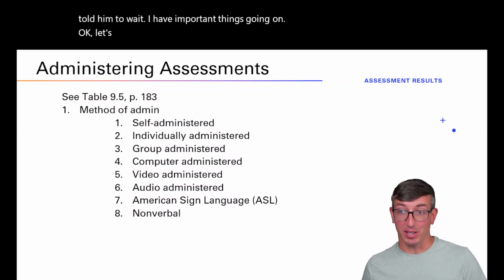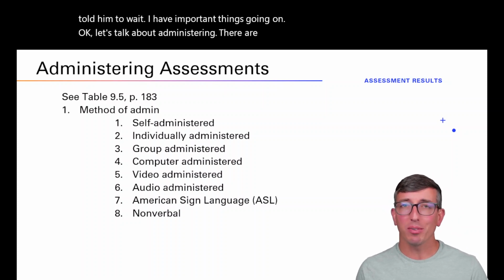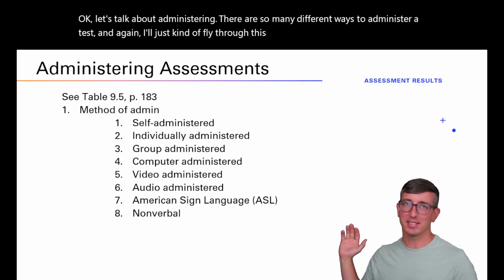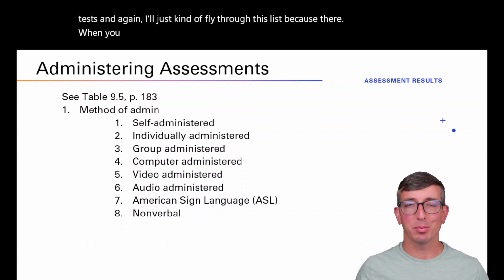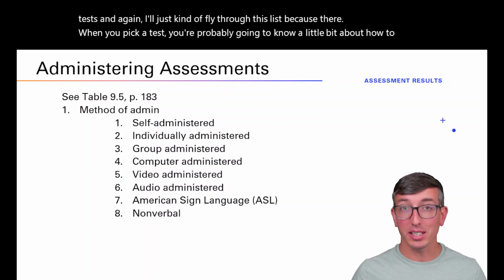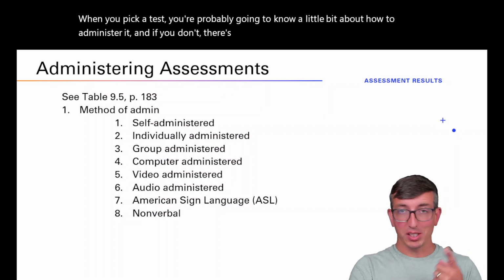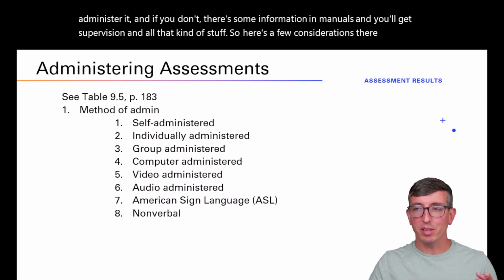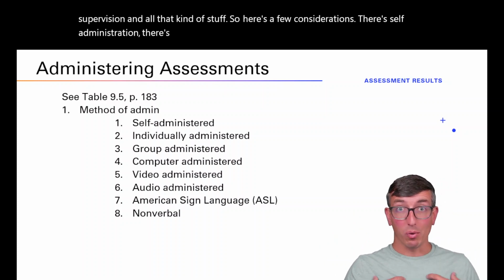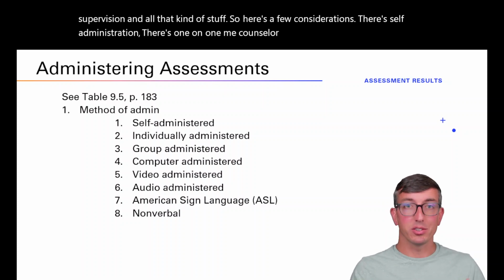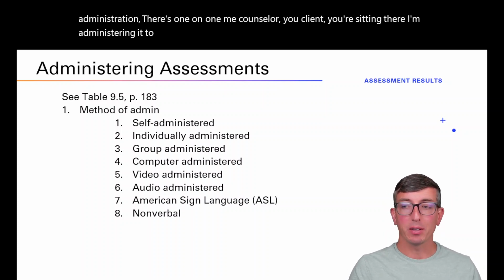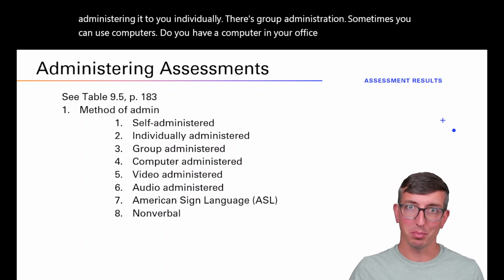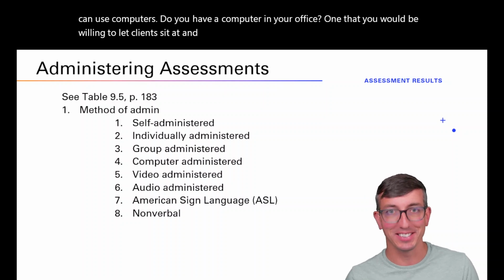Okay, let's talk about administering. There are so many different ways to administer a test, and again, I'll just fly through this list, because when you pick a test, you're probably going to know a little bit about how to administer it. And if you don't, there's some information in manuals, and you'll get supervision and all that kind of stuff. So here's a few considerations. There's self-administration. There's one-on-one, me counselor, you client. You're sitting there, I'm administering it to you individually. There's group administration. Sometimes you can use computers. Do you have a computer in your office, one that you would be willing to let clients sit at and take a test? You know what I mean?